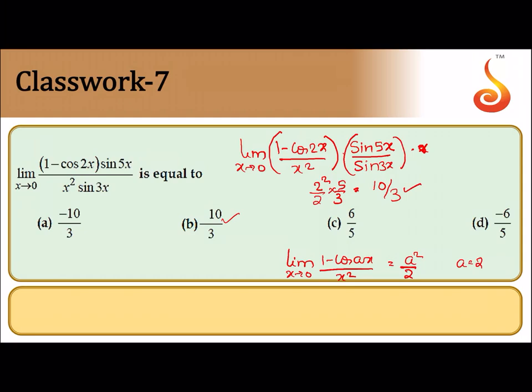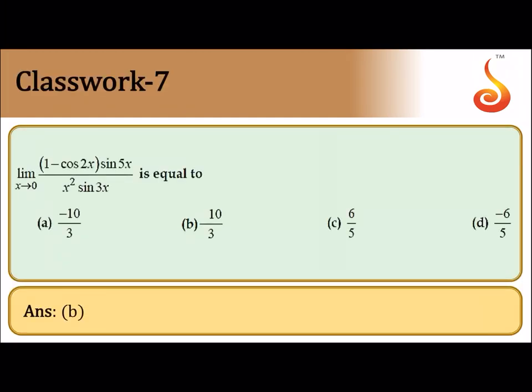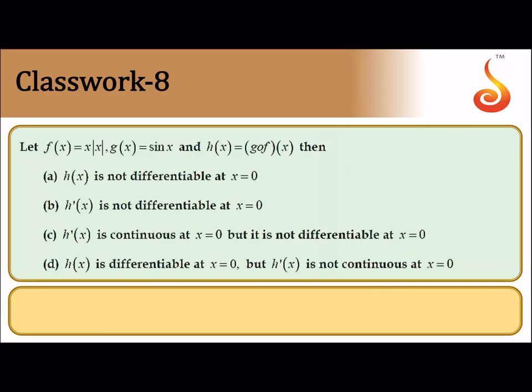10 by 3. Again I repeat the formula. Limit x tending to 0, 1 minus cos ax by x square is equal to a square by 2. In our case, a equal to 2. This is problem number 7.